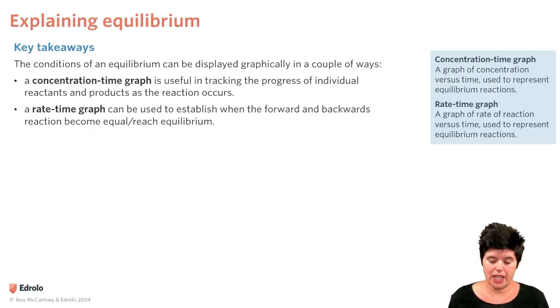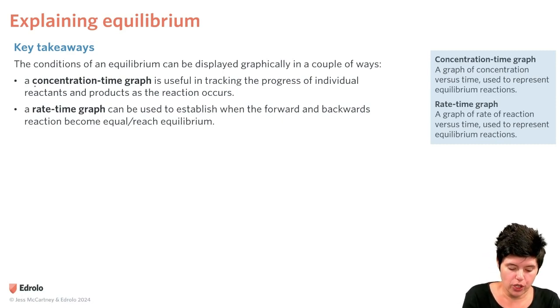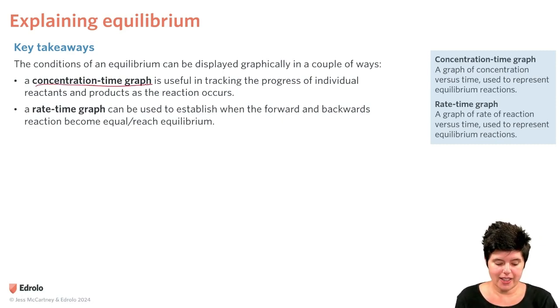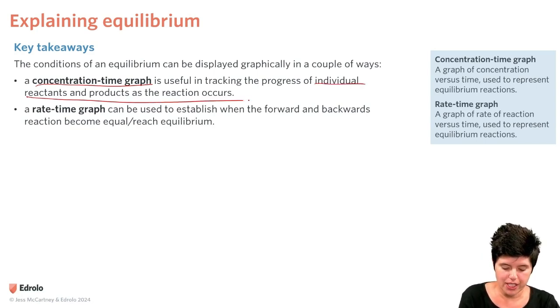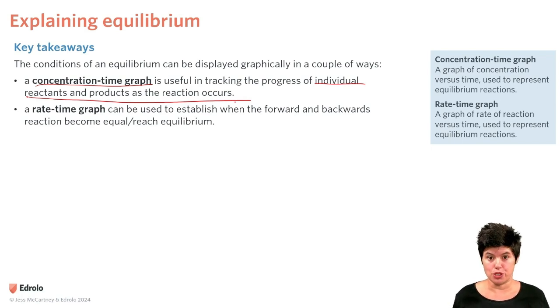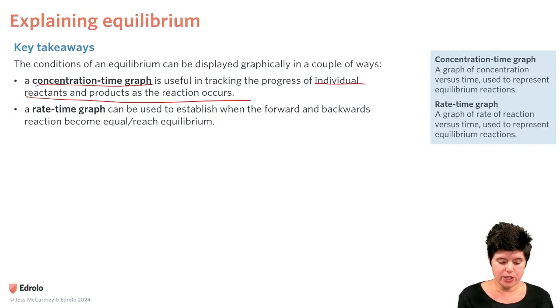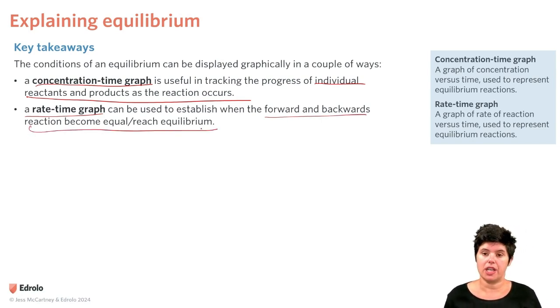So when we are looking at equilibrium, there are different ways that we can display equilibrium. We're going to look at 2 ways. We're going to look at the concentration and time graph, and this is useful when we're looking at the individual reactants and products being reacted and produced, so how those concentrations are changing as they react and how they produce the products. The second way is looking at the rate time graph, and this is looking at the forward and backwards reaction and when they become equilibrium.